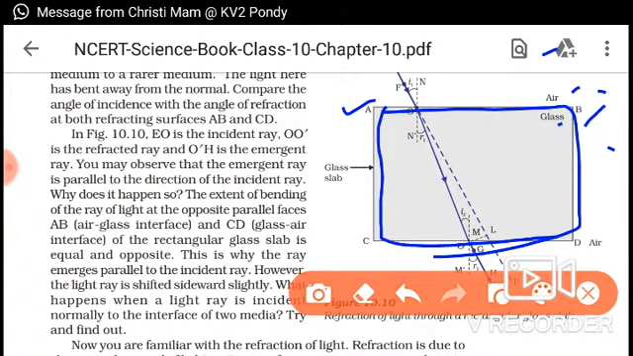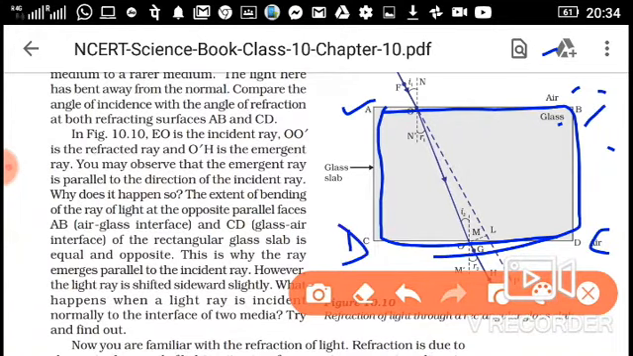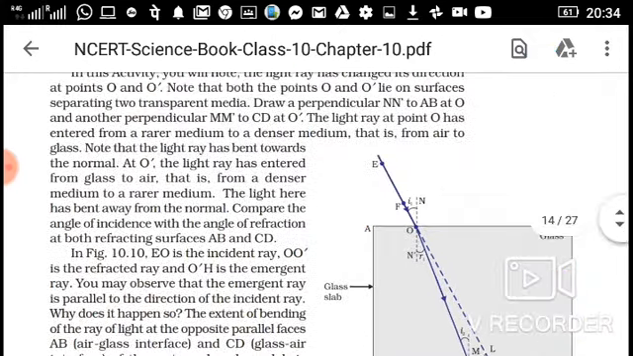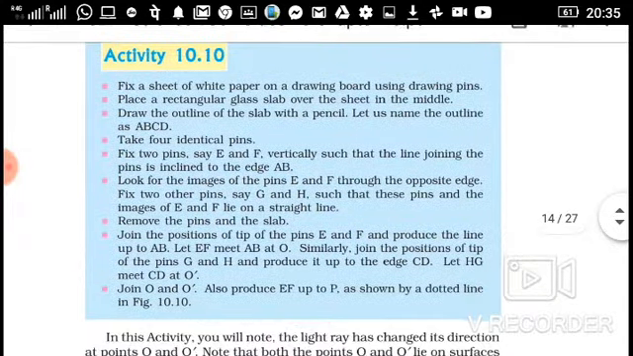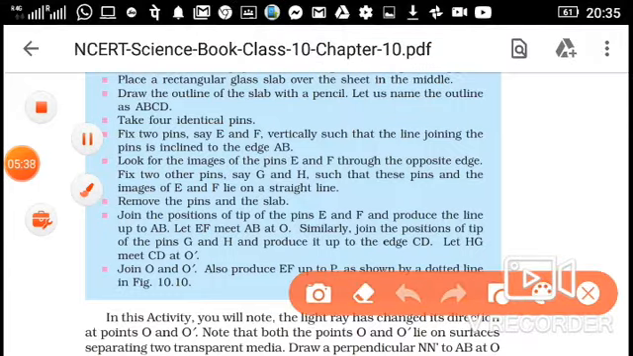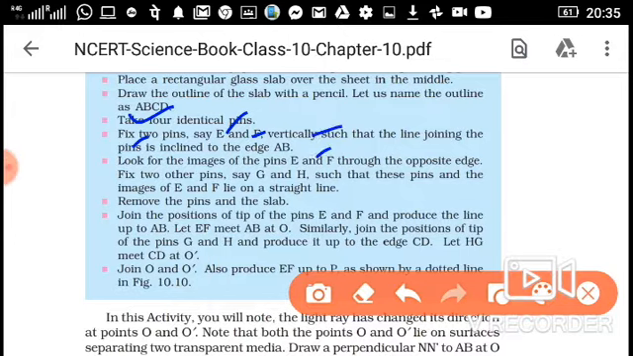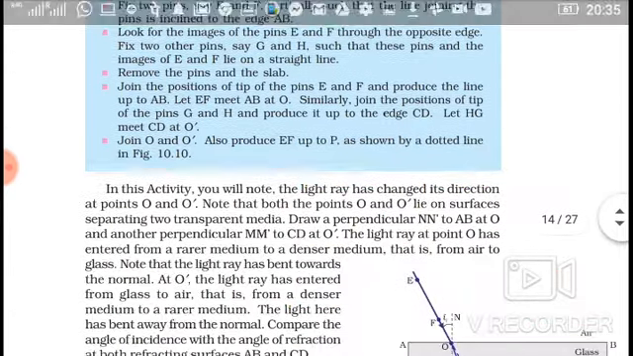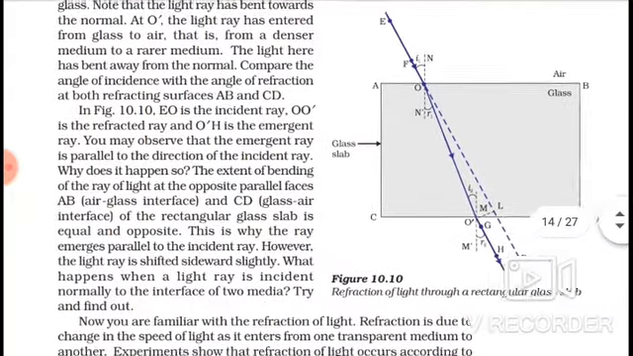You can write A, B and then C here and then D here. Because in maths we just write clockwise or anti-clockwise, like A, B, C, D. You can write this type. So this point is also covered. Take four identical pins. Fix two pins E and F vertically such that the line joining the pins is inclined to the edge AB. Means you have to fix two pins E and F vertically, obliquely, you can say obliquely.